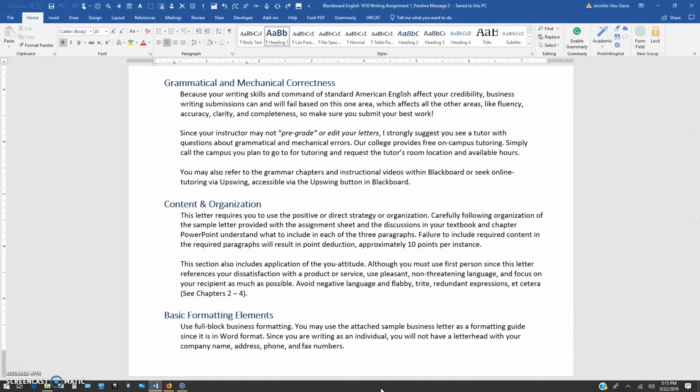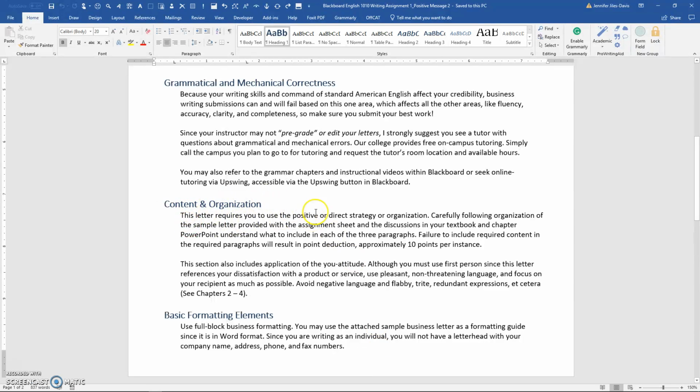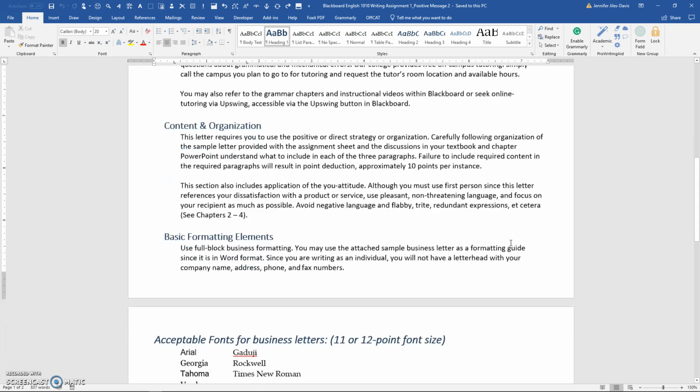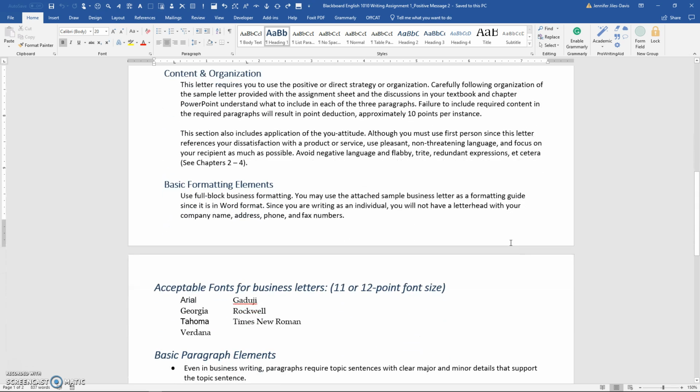Okay, and so of course your content and organization, this is taught in this letter. You're using the positive or direct strategy of organization, and you want to follow the sample letter that I provided for you, and I'm going to show you that in just a second.